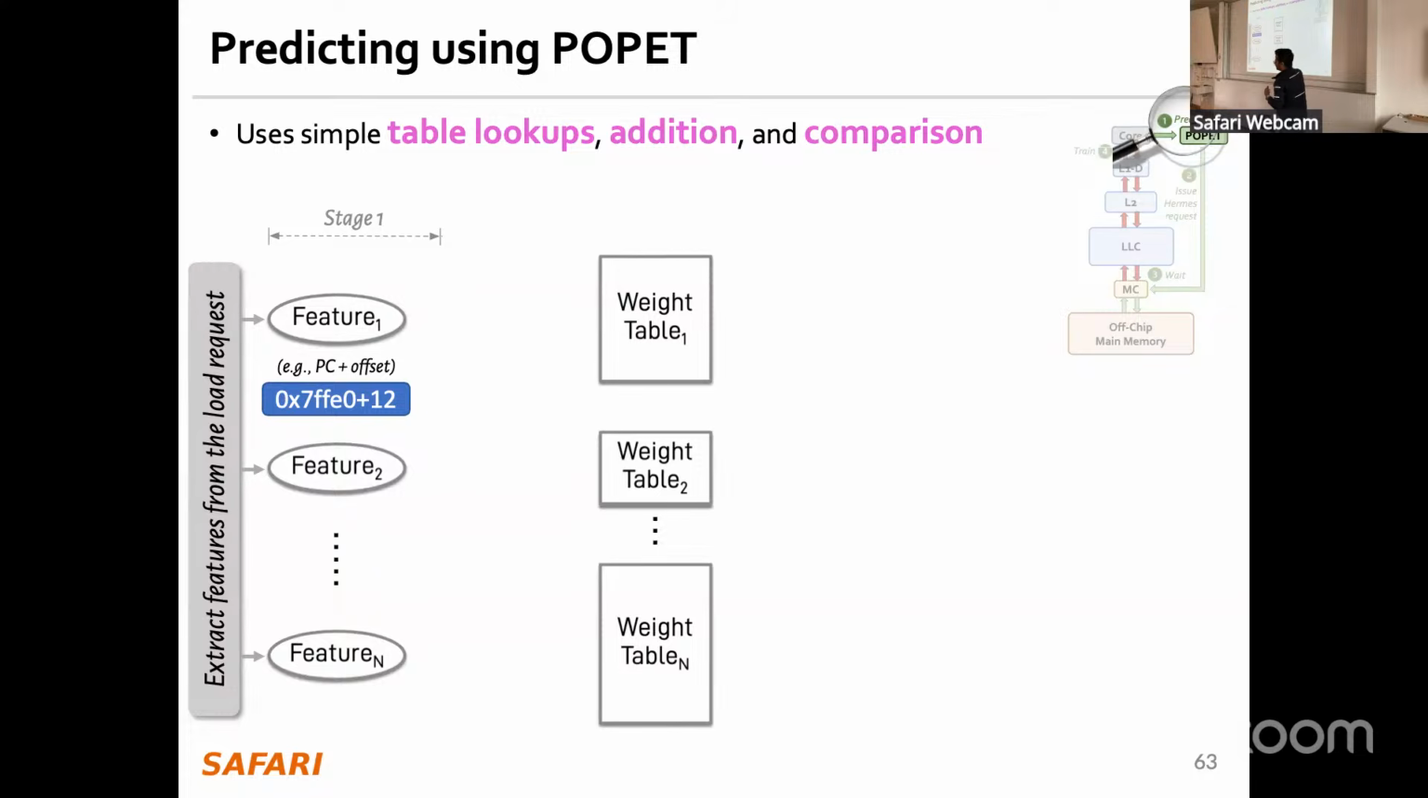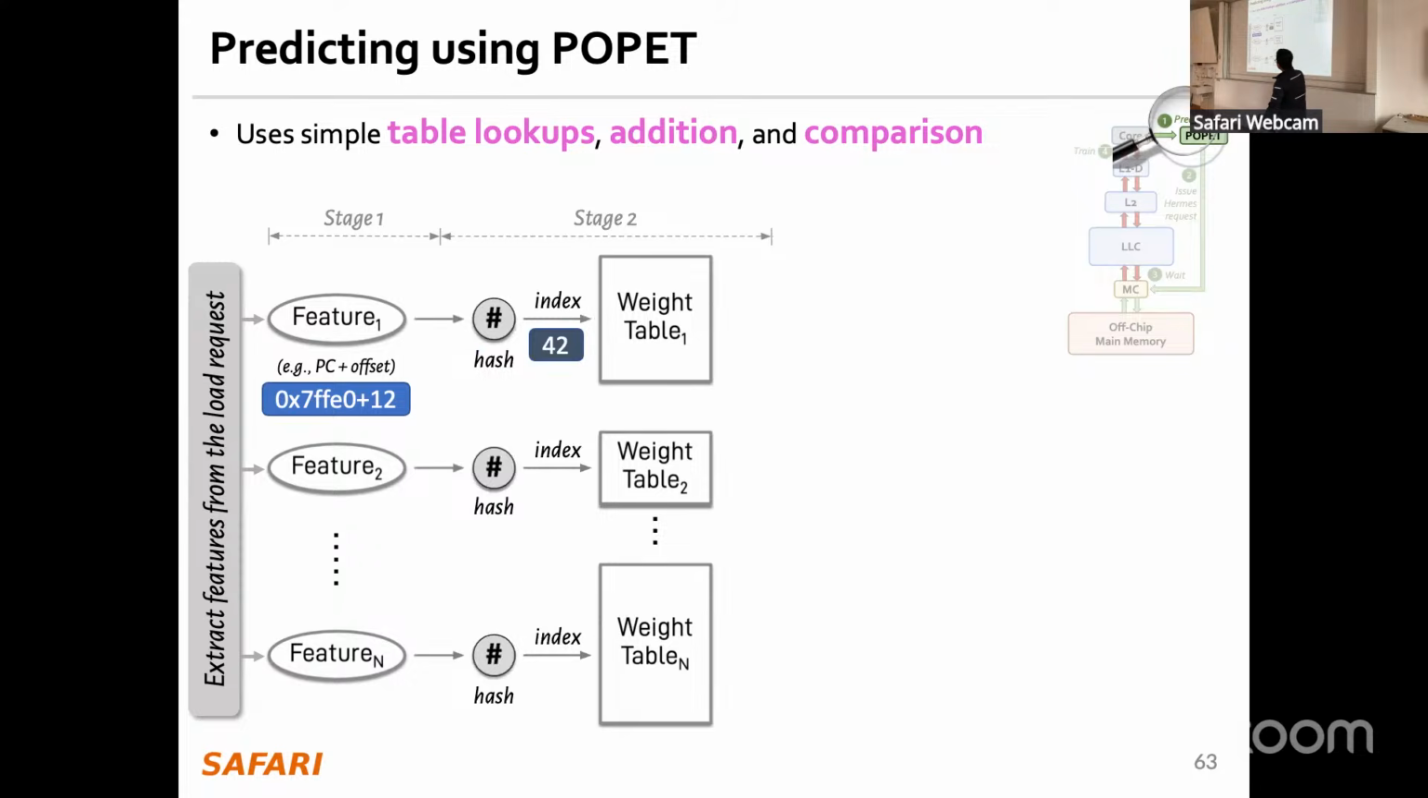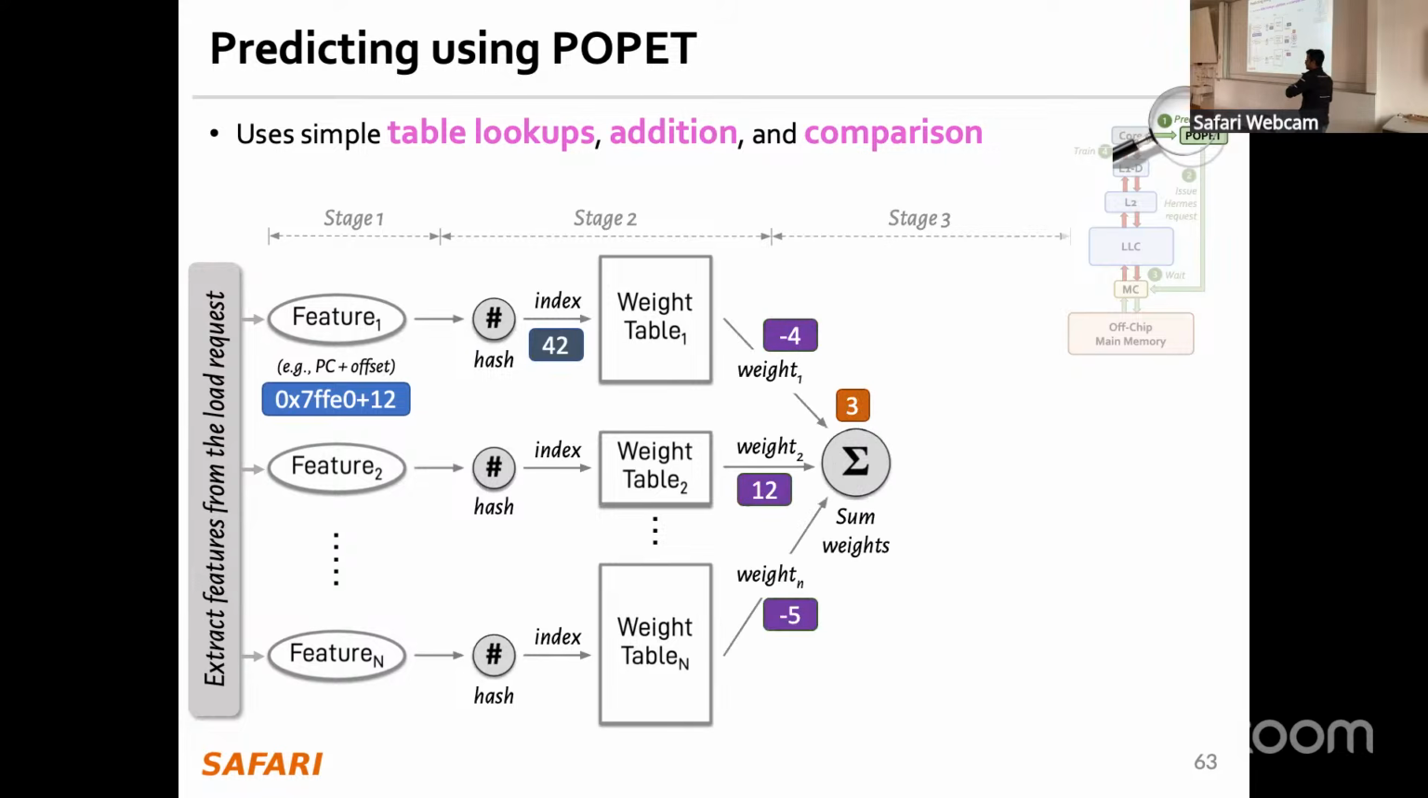Now, this is one example, right? You can have multiple other features, and in the paper we have, I think, 16 features we have tuned with. All of these features are hashed down, and the hashed value is used to look up the weight table. Once this lookup is done, the weight table gives you weights for each specific feature. In this case, let's say these are -4, 12, and -5. So what exactly does weight mean here? Weight can range from, let's say, -16 to +15, so it's like a 5-bit signed integer.